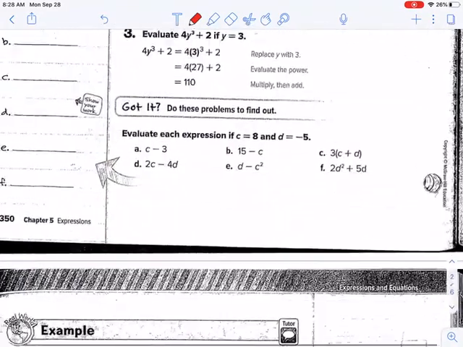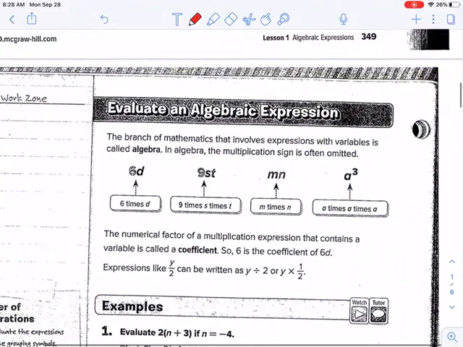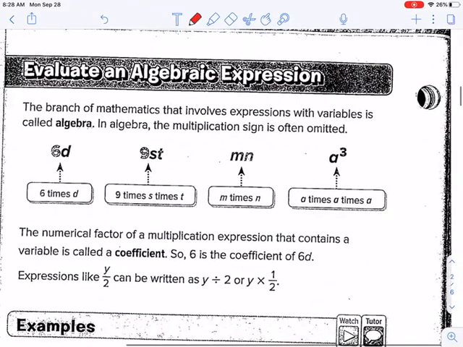All right, next page then, page 350. I want you to look closely at these algebraic expressions. You'll notice there is a number right up next to the variable. That is what we call a coefficient. The coefficient is the number that's attached to the variable, and we know that when a number is attached to a variable, it is a multiplication expression.